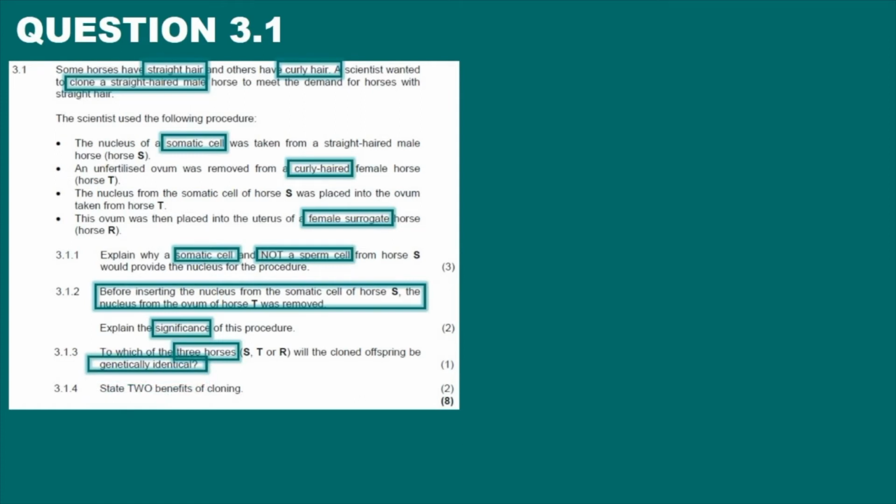Then question 3.1.4, you need to state two benefits of cloning. The word benefit means why is cloning important to us? How can we benefit from cloning?